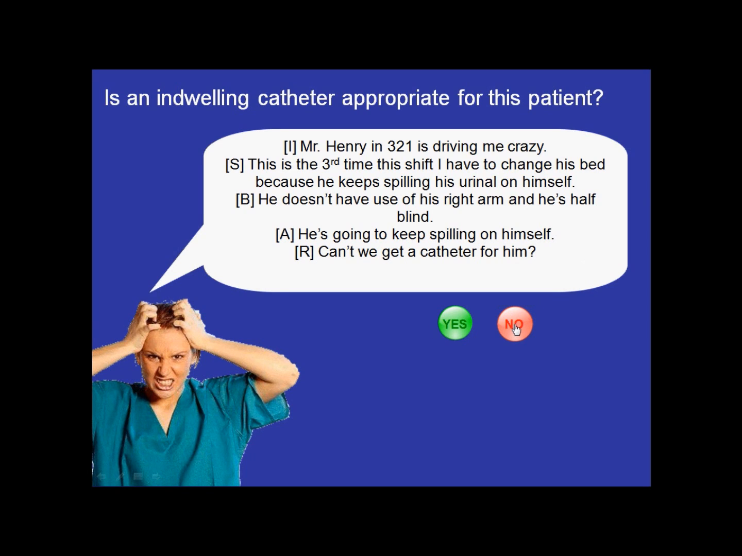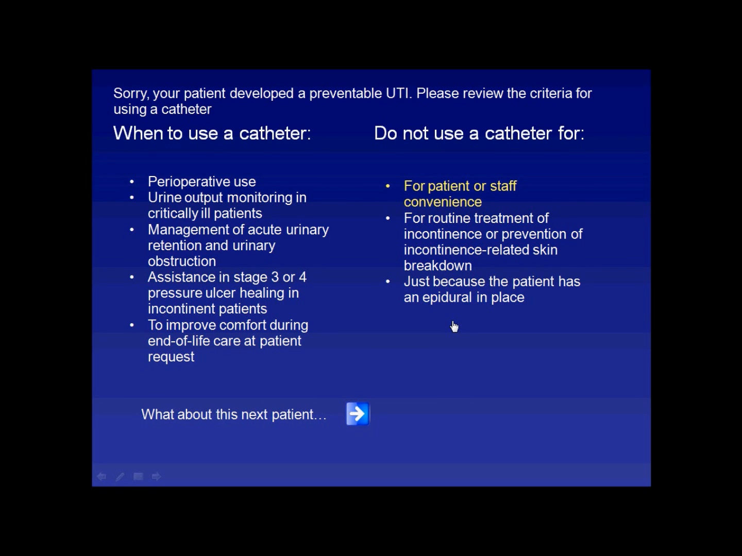If they answer it, they get immediate feedback. If they answer it incorrectly, she would have gone to here. Immediate feedback. Your patient developed a preventable urinary tract infection, and the information why. And then they would go on from here to a series of other questions.